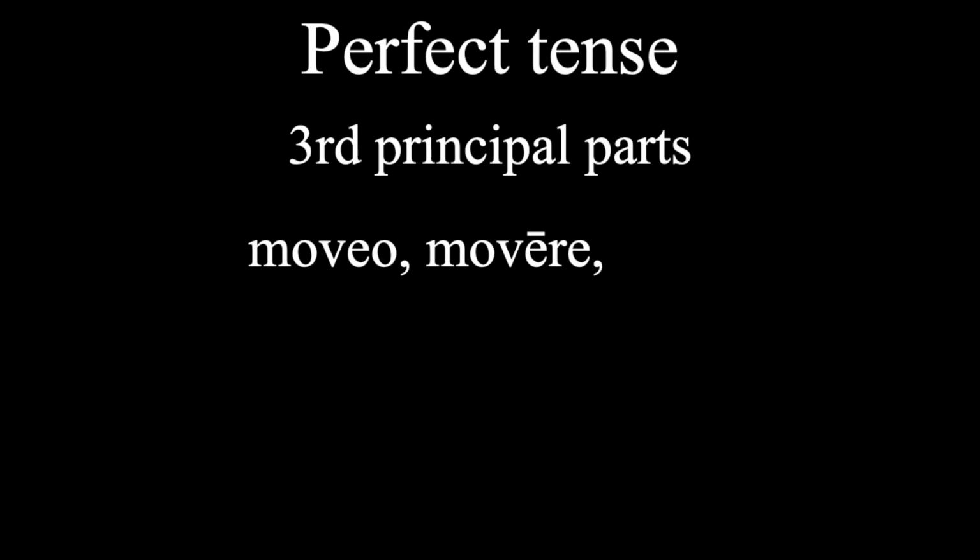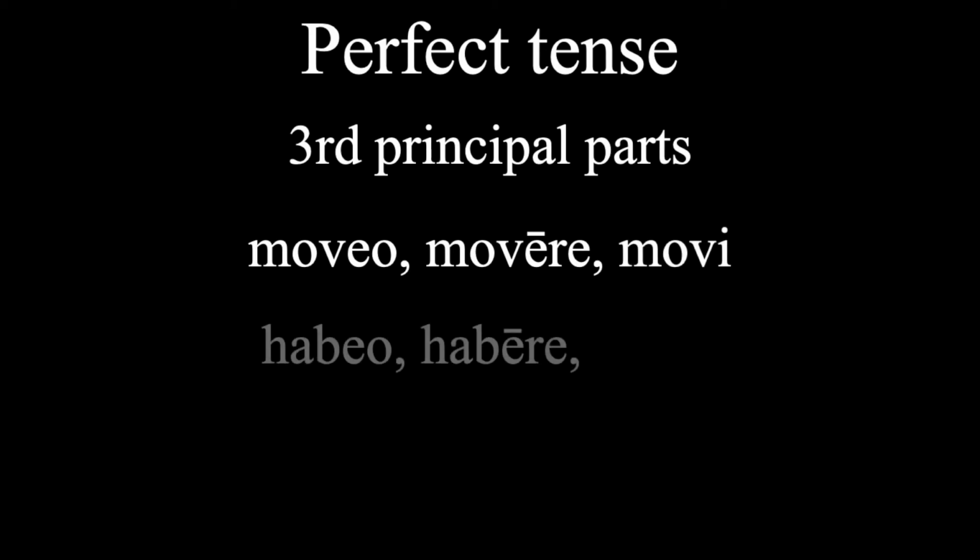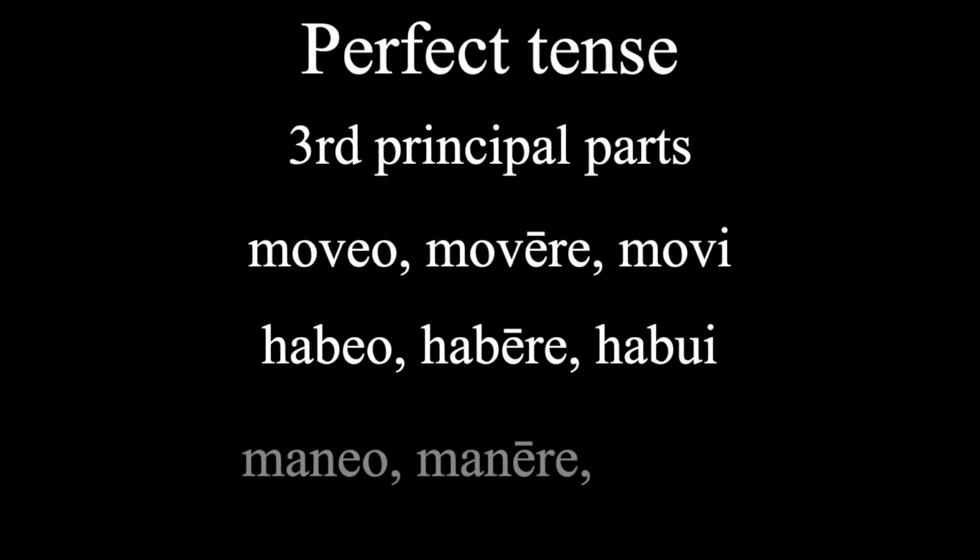Movere is second conjugation. In second conjugation, we'll commonly see third principal parts with just an i, so here we have movi. For habere, we have habui with a u added, which is also common. And for manere, we have an s added, so we have mansi.